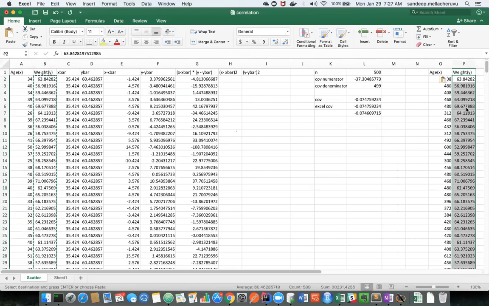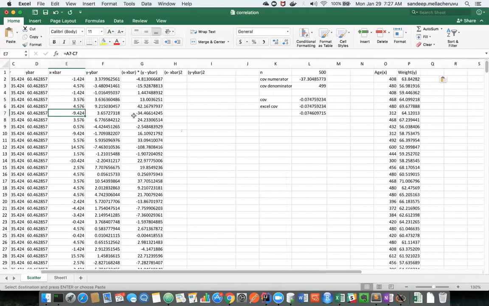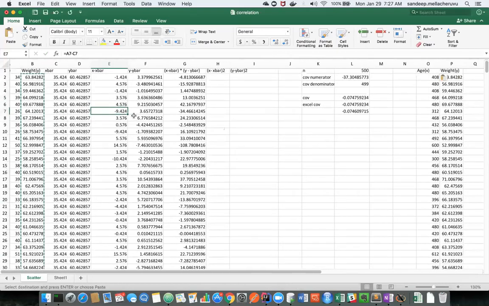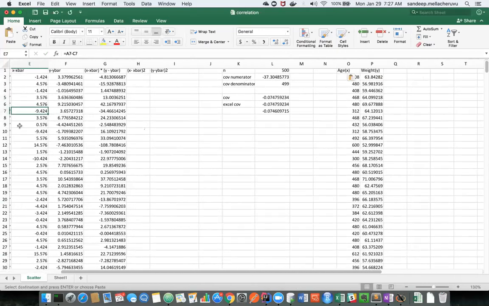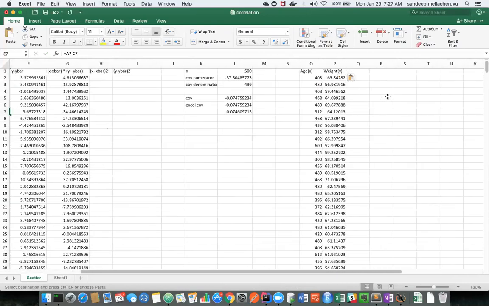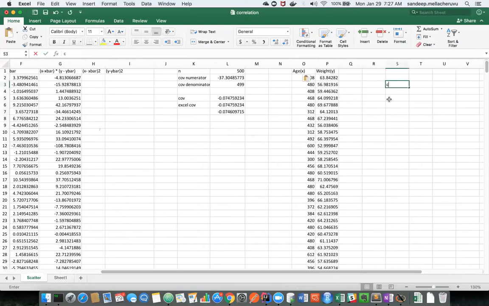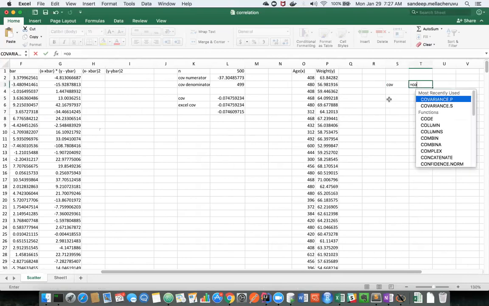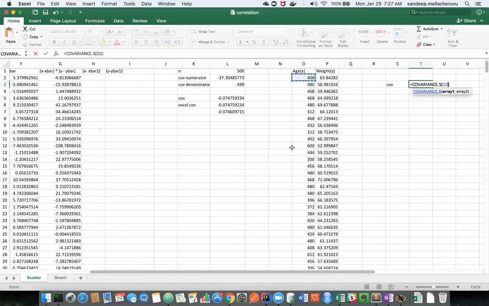Okay. Now I'm not doing all these calculations here: X bar, X minus X bar, all these things. I just showed you for you to understand what happens within the formula. For now, what I'm doing is I'm using the covariance formula of Excel, covariance of sample, and I'm using these two fields instead of those two fields.